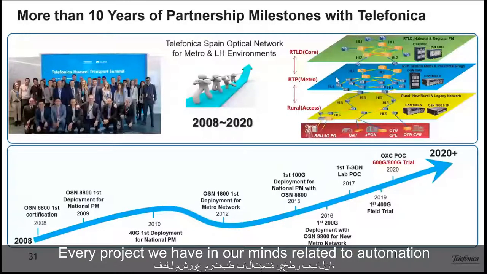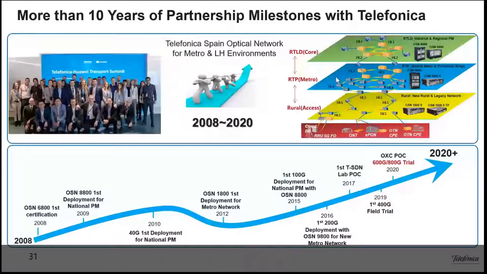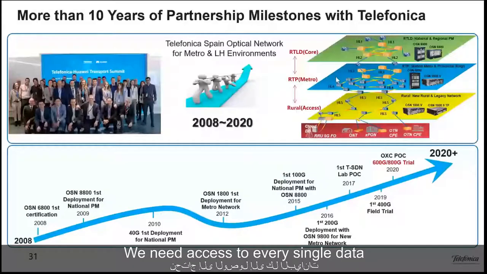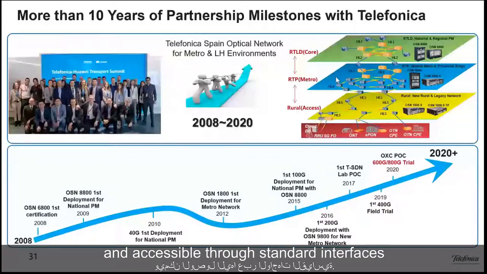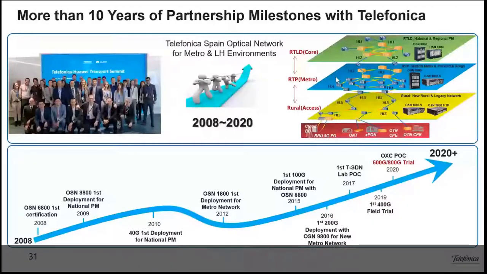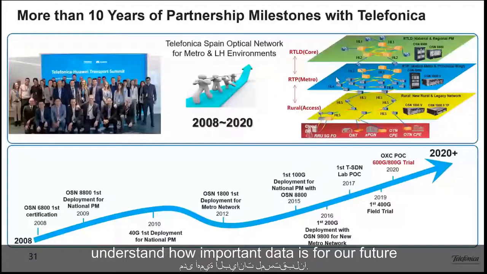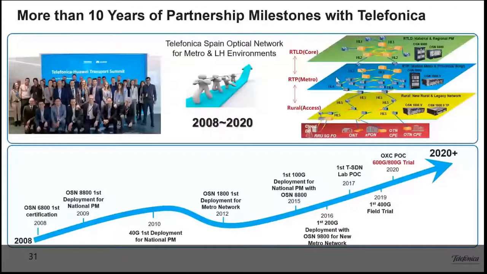And automation needs data. Every project we have in our minds related to automation starts with network data. We need access to every single piece of data generated by the transport equipment and management systems. And this data should be in real time, reliable, and accessible through standard interfaces and formats. We hope all our vendors understand how important data is for our future.